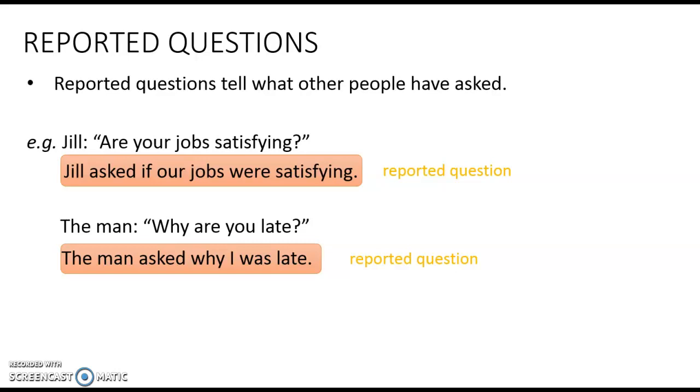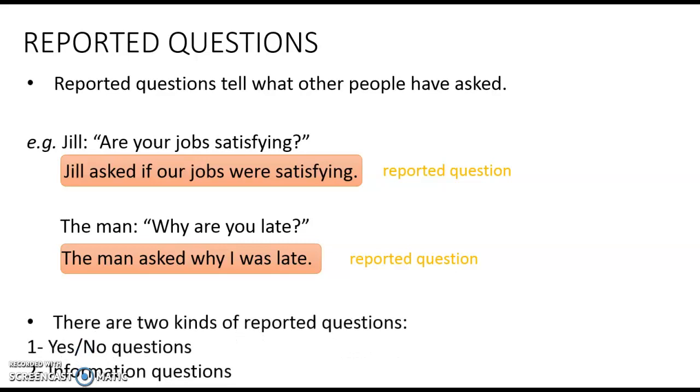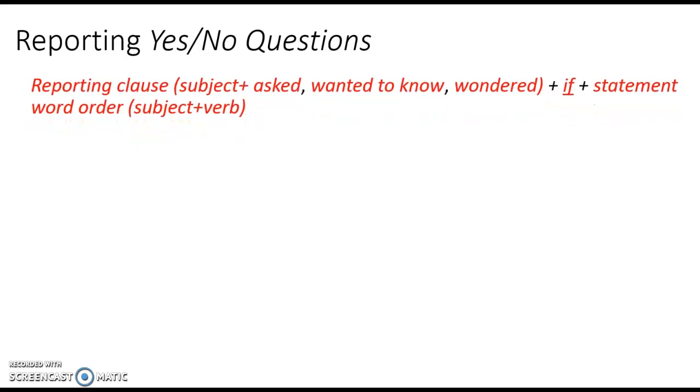As you can see in the examples, there are two types of reported questions. One, reported yes/no questions, and two, reported information questions. Now, let's see how we can report yes/no questions. To introduce a reported yes/no question, use asked, wanted to know, wondered as reporting verbs in the reporting clause, then if, and follow statement word order, which is subject and verb.